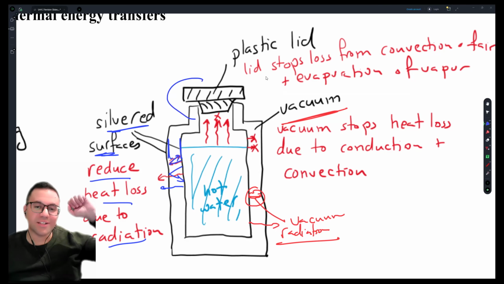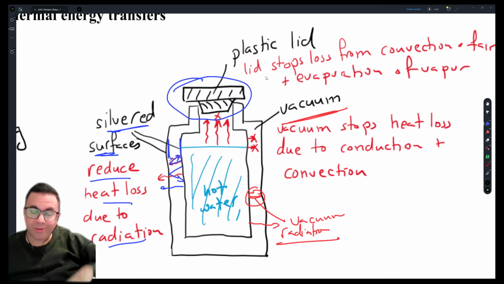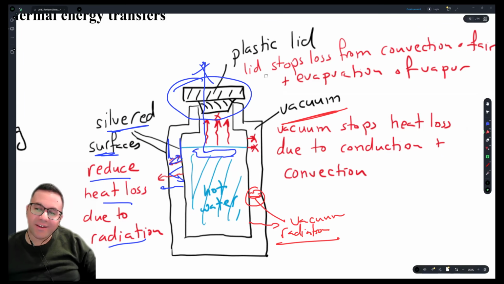And finally, you need a lid, because without it, the liquid is going to evaporate and escape, so that's bad. And the air above the liquid is going to heat up and convect. That's also bad. You don't want it to lose heat. Okay? Good.